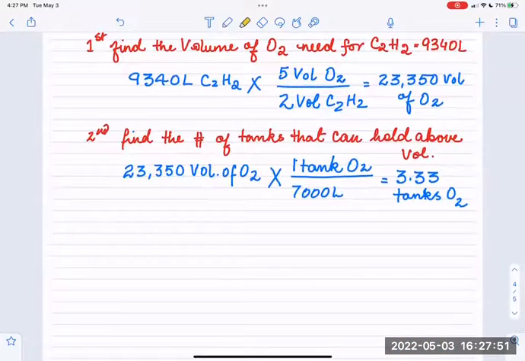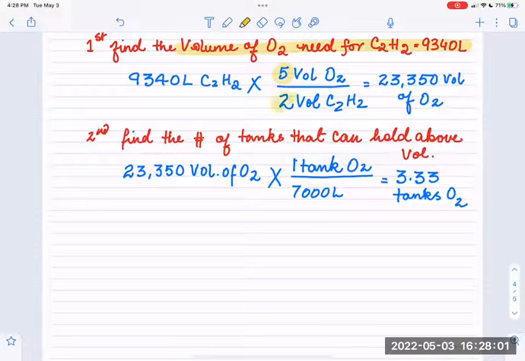So here, this is a strategy. You're first going to find the volume of oxygen that is needed for 9,340 liters of acetylene. So we use a simple conversion where we use these conversion factors coming from the balanced equation. We take the total volume of acetylene and convert it into the volume of oxygen using the conversion factor. And we get 23,350 volumes of oxygen.